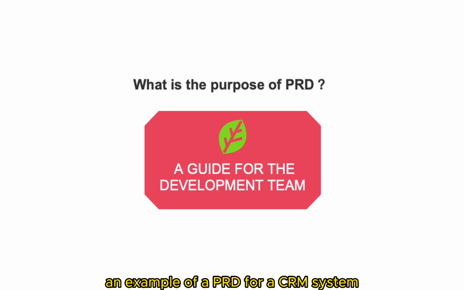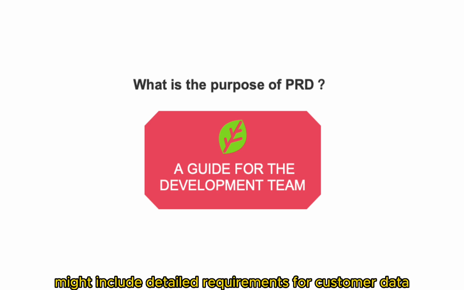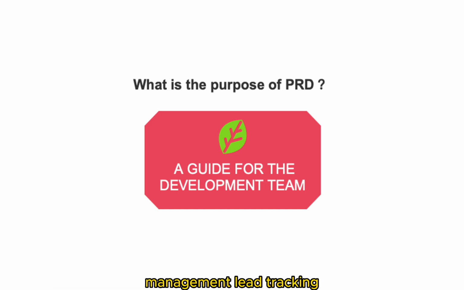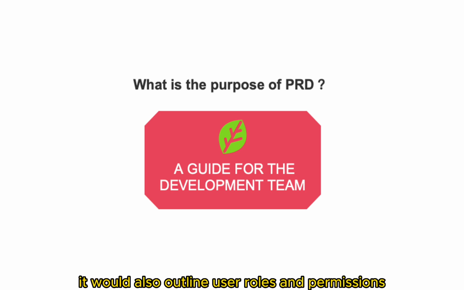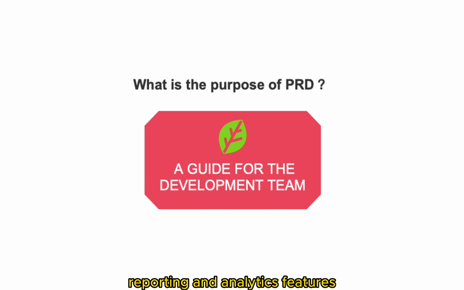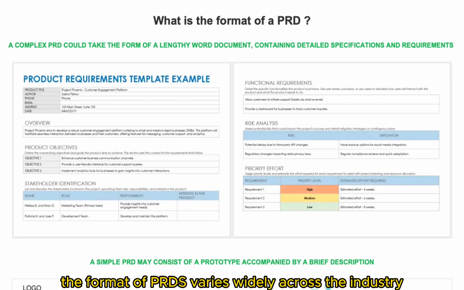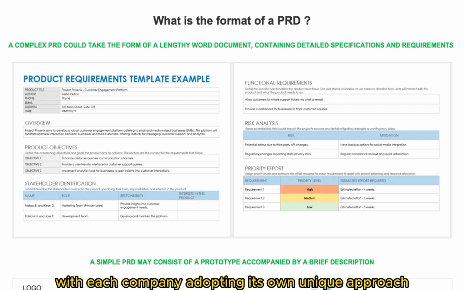specifications. An example of a PRD for a CRM system might include detailed requirements for customer data management, lead tracking, sales pipeline visualization, and integration with other business tools. It would also outline user roles and permissions, reporting and analytics features, and any specific customization options for different types of businesses.